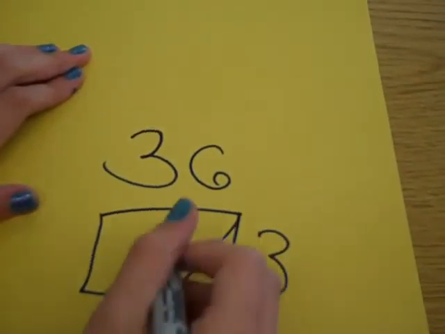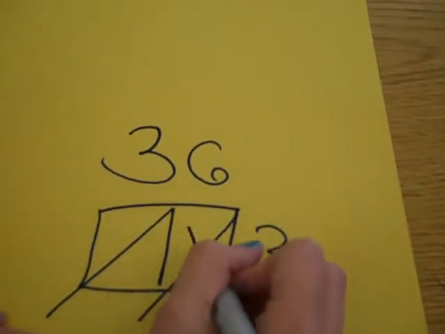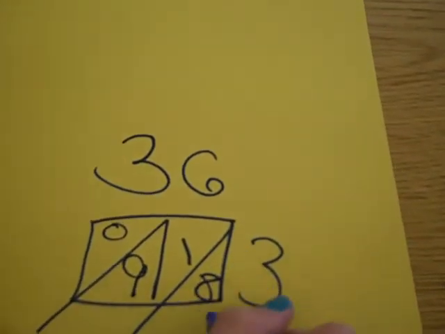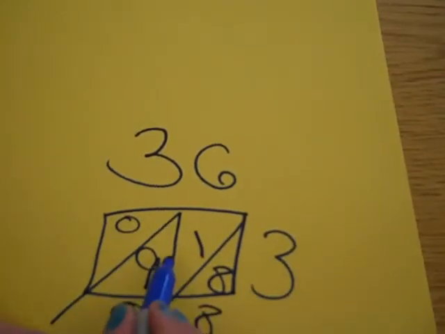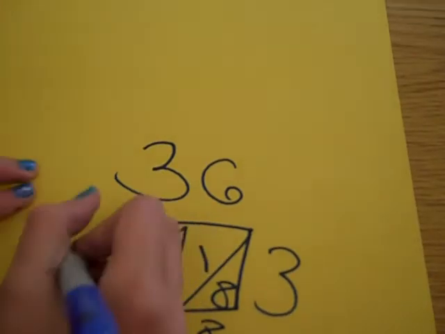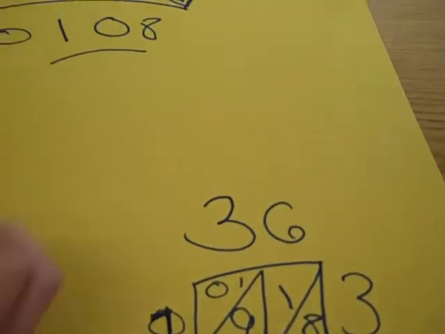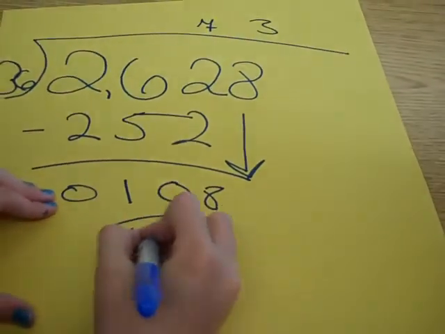So you'll do 3 times 6 equals 18, and then 3 times 3 equals 9. So there's the 8 and a 0, because 9 plus 1 is 10. That's 108. Sorry, I messed up on that. So 36 times 3 is exactly 108.